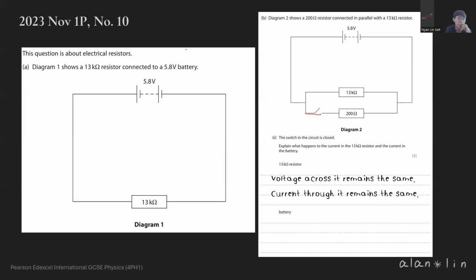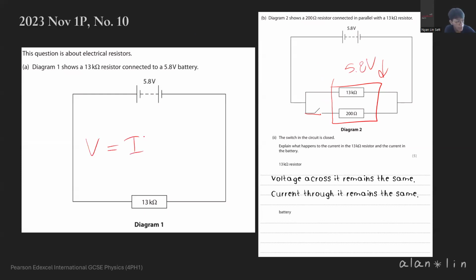So the battery is now working with 2 paths. Now, when we have 2 paths, remember guys, we have more freedom. The electrons have more freedom with which to move. And because they have more freedom, the resistance that the battery is dealing with is going to decrease. And because there is a lower resistance, but the same voltage, 5.8 volts, the current is going to increase.